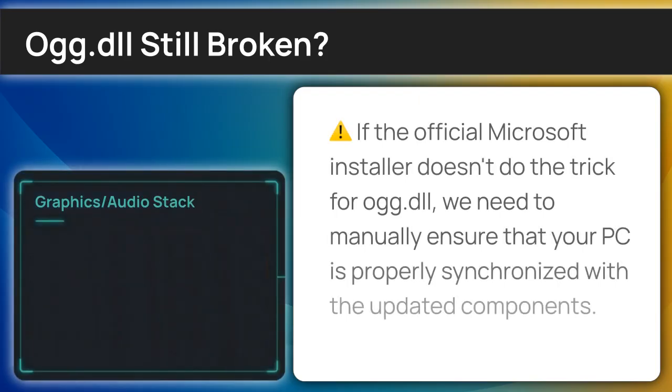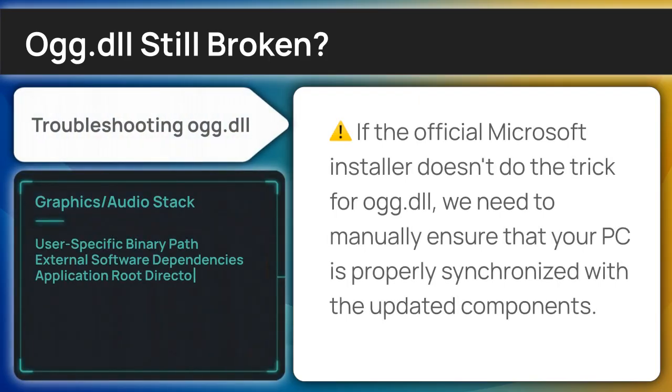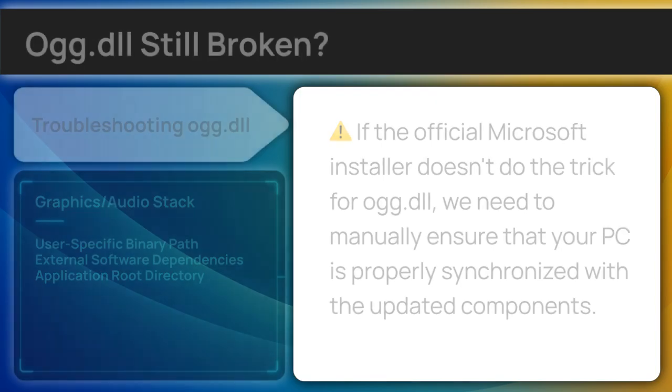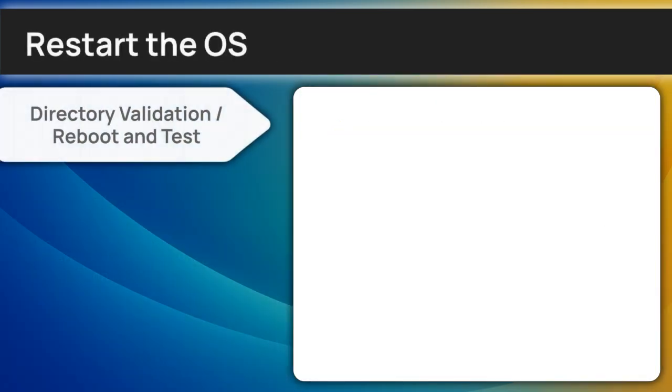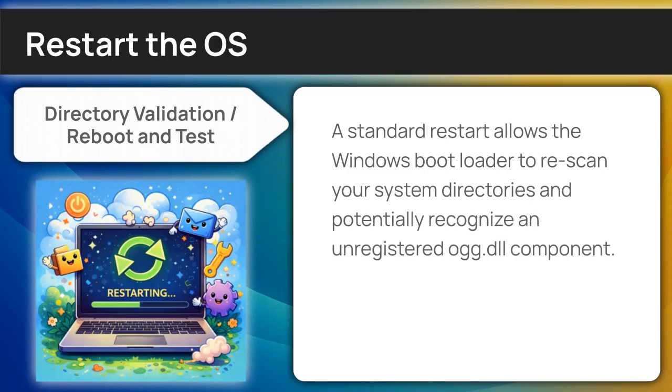Should the file remain missing after a reinstall, we need to ensure that the operating system is forced to re-index its shared library paths. A quick system restart is a practical way to ensure that all shared libraries, including the Ogg Vorbis Codec, are being loaded correctly into the current session's memory.